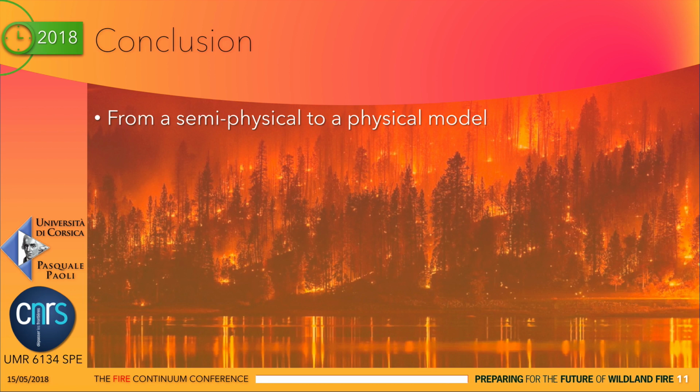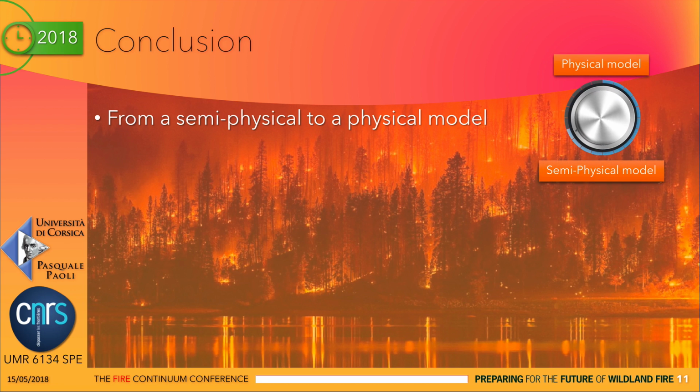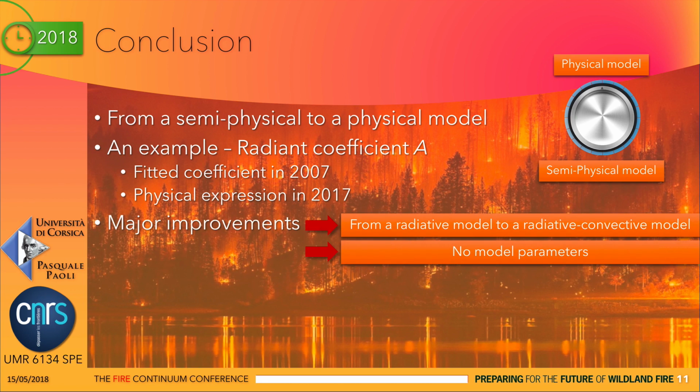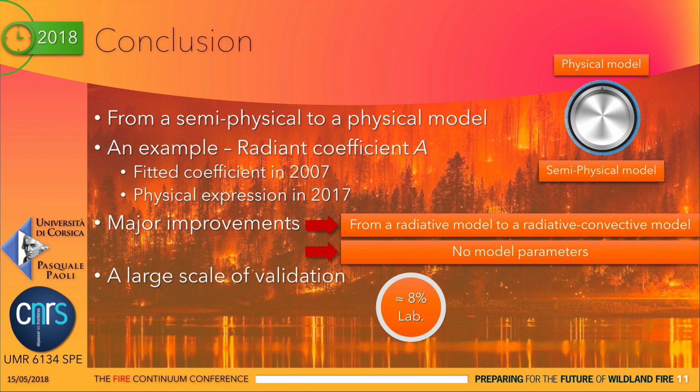As a conclusion, we can say that 10 years ago we started with a simplified semi-physical surface fire propagation model with many weaknesses, and we finished with a simplified physical model which takes into account radiation and convection, and above all without any model parameters. The radiant coefficient is an example of this work. From a fitted parameter, it gained a physical meaning. Obviously, taking convection into account and the removal of all the model parameters, thanks to physical modeling, are the two major improvements. We confronted the model to several fires with an average error of 8% at the laboratory scale and about 20% at the field scale.